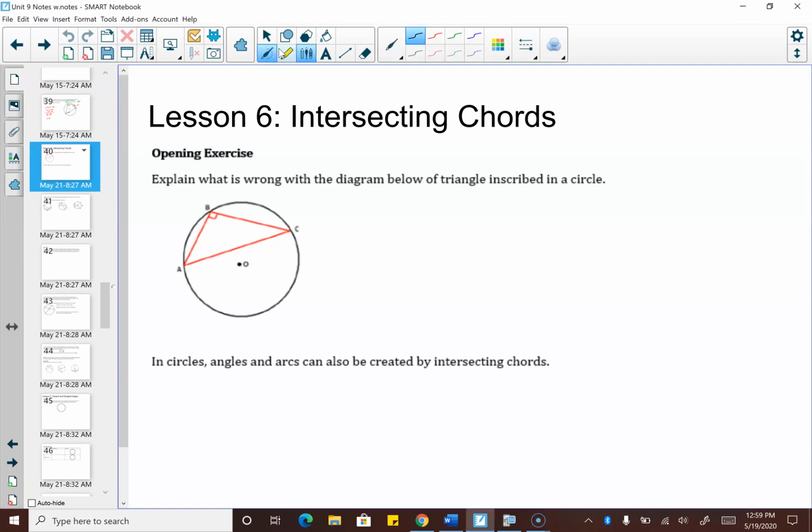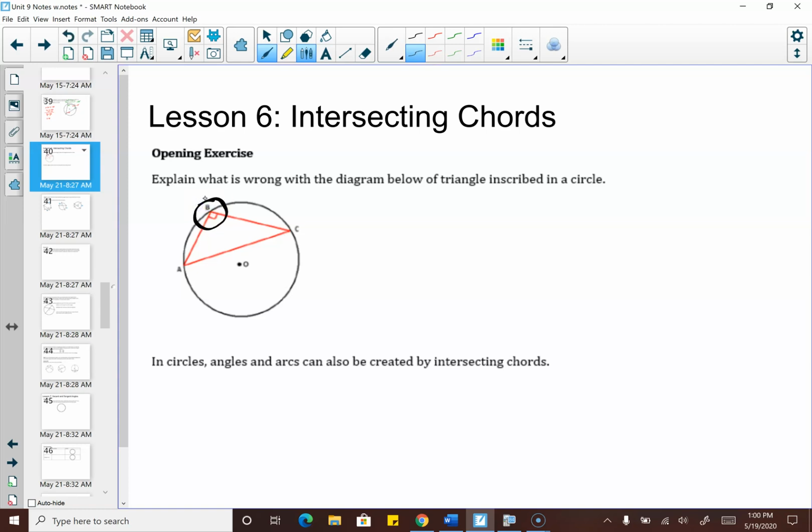In lesson 6, we're going to talk a little bit about some of our intersecting chord rules. So we're going to branch into slightly more advanced than just our central and inscribed type of angles. Explain what is wrong in the diagram below of triangle inscribed in a circle. And the problem is right here.